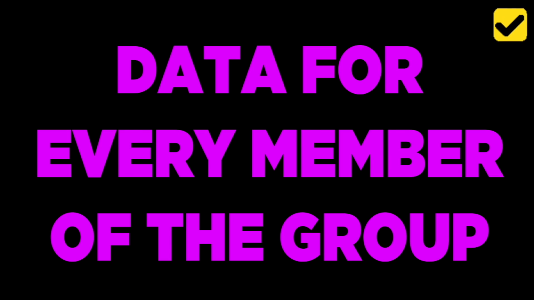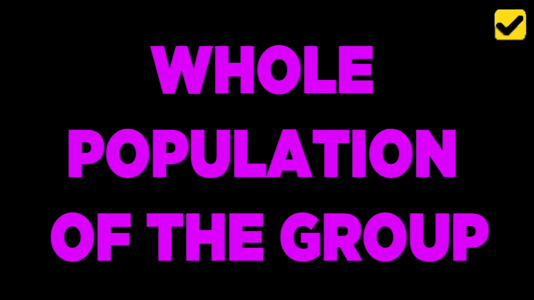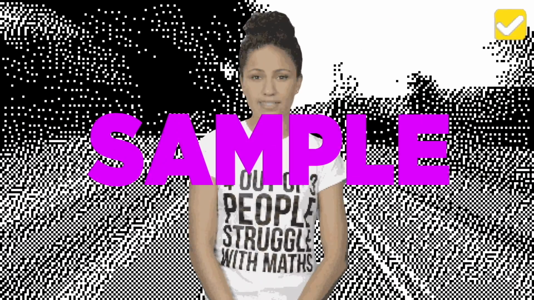A census is when we collect data for every member in the group, or the whole population of that group. A sample is when we collect data just for the selected members of the group. A census is accurate, but can be hard to do and time-consuming. A sample is not as accurate, but may be good enough and is a lot easier.